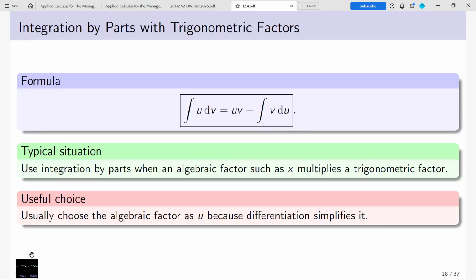When x multiplies a trigonometric function, substitution may not help. Integration by parts transfers the derivative to x, where it becomes 1, leaving an easier trigonometric integral.